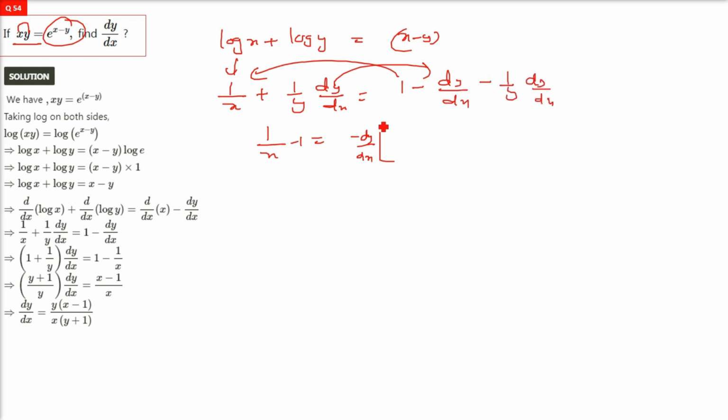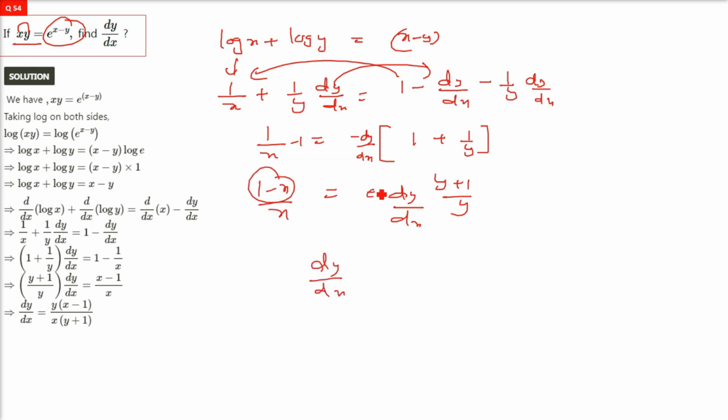If you take minus common, you'll get 1 plus 1 by y. So what do you get? (y plus 1) by y, and dy by dx, with negative, equals (1 minus x) by x here. So dy by dx will be equal to, now just cross multiply. I'm replacing 1 minus x with x minus 1 and removing the negative sign. So dy by dx equals (x minus 1) by x into y by (y plus 1).